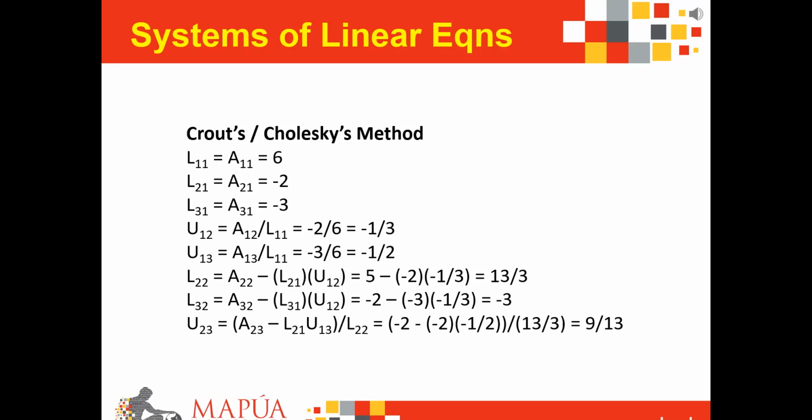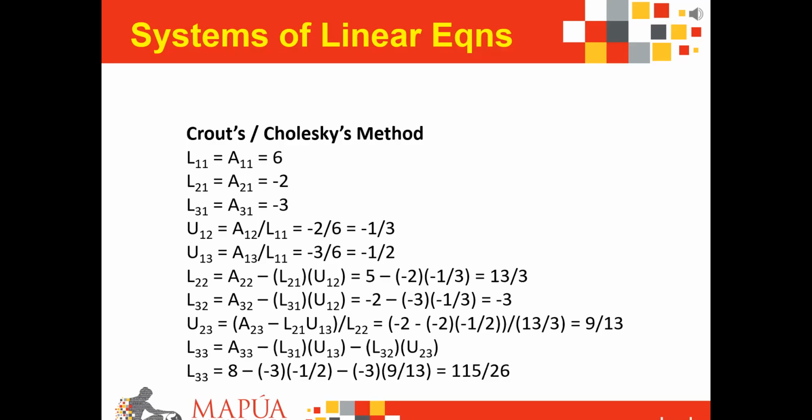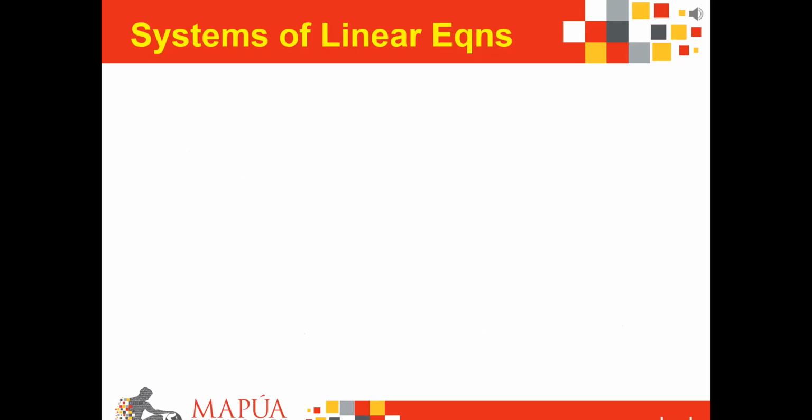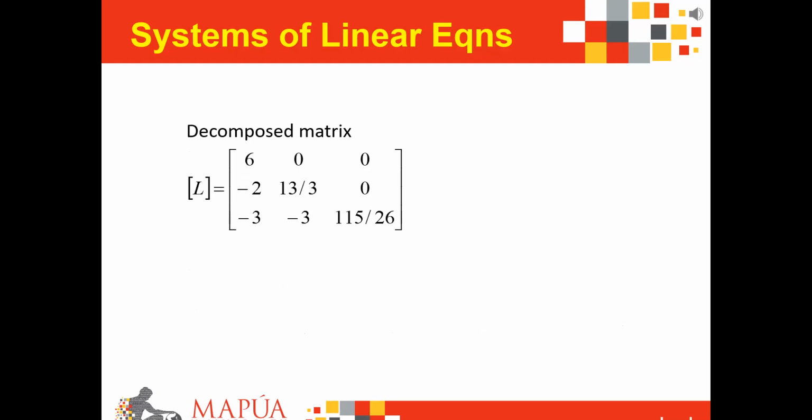Then the next step involves solving U23. Solving U23 gives us this particular solution and a value of 9/13, while L33 is then evaluated using this formula, ending up with this solution, giving us a fractional value of 115/26. Thus, based on our decomposed matrix, your L matrix would contain the following elements, and your U matrix would then contain the following elements.